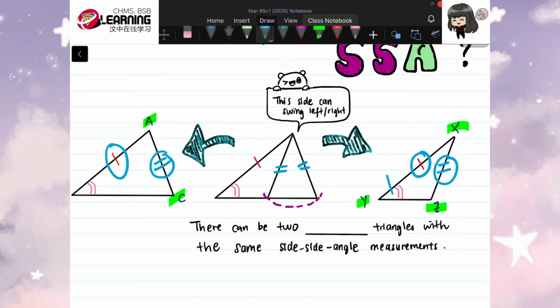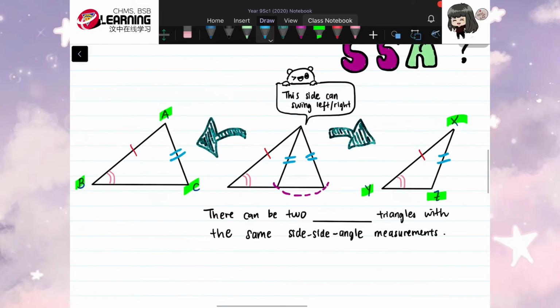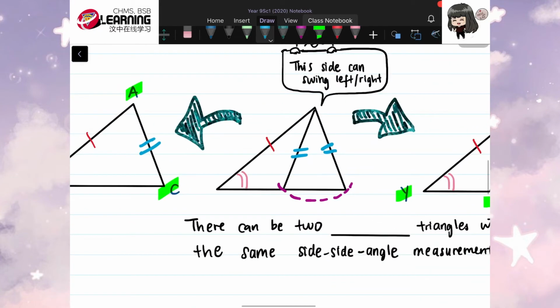Okay, so we cannot conclude that SSA can confirm the congruency of two triangles. Okay, we cannot confirm that. Okay, so now you look at the one in the middle.